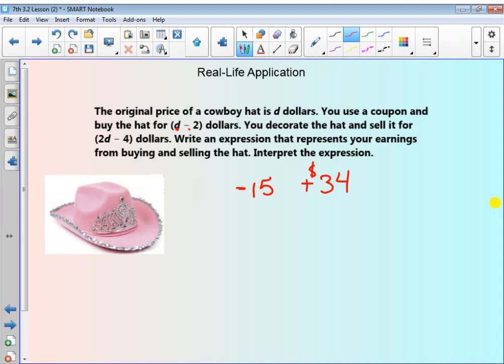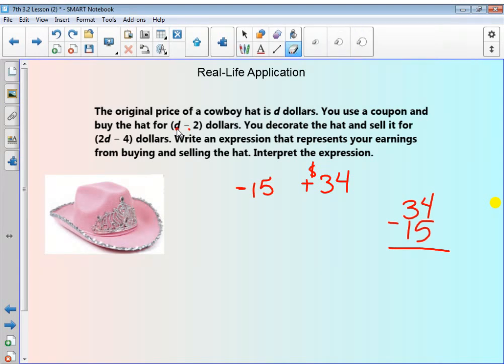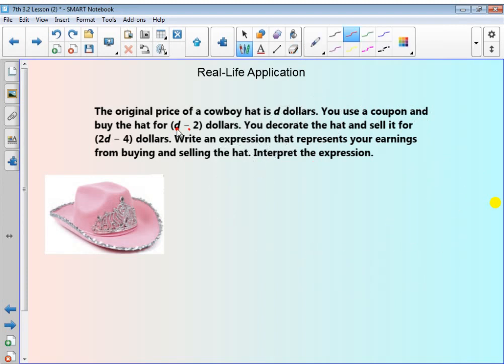So what would we end up doing between those two things to see how much money you made from it? Well, $34 is how much money I made, but I had to spend $15 to buy the hat. So I'm going to end up subtracting between these two things, right? So we're going to do that same thing, it's just that we're going to do that with our two equations. So I'm going to go ahead and put my sale equation in the front, and we'll see if it works out the same way.